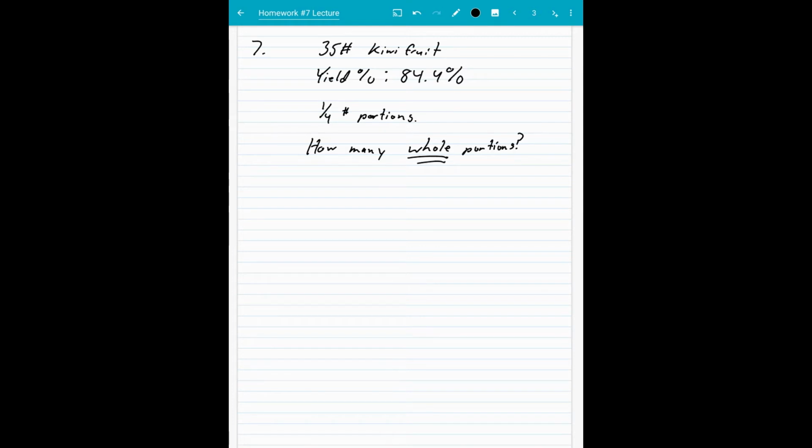So what we want to do is attack and figure out what we have. Remember, these 1/4 pound portions are the prepped kiwi fruit. So we have to figure out how many pounds of kiwi fruit we can have prepped. So we take our 35 pounds. Remember, to find our EP, we multiply by our yield percentage. So as purchased times your yield equals your edible portion. Our as purchased is 35 pounds. Our yield percentage is 84.4. As a decimal, that's 0.844. Multiply those out, 35 times 0.844. That ends up giving us 29.54 pounds. So that's how much kiwi fruit we have in terms of edible portions. So that's how much we have total for the whole recipe or whatever we're making.